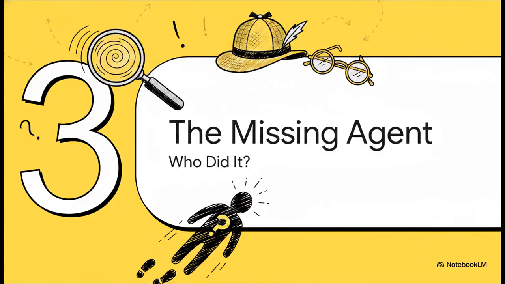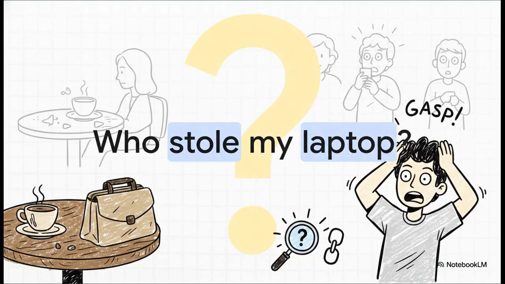Section 3. The missing agent. Who did it? Okay, but what happens when the doer of the action completely pulls a disappearing act? It's time to put on our grammar detective hats. Picture this. You walk into a coffee shop, you look at your table, and you just gasp. Your computer is gone. You yell out to the room, "Who stole my laptop?" It's a highly relatable, incredibly stressful situation. But grammatically, it presents a really unique problem. You've got an action, a stolen laptop, but you have absolutely no idea who the agent is.